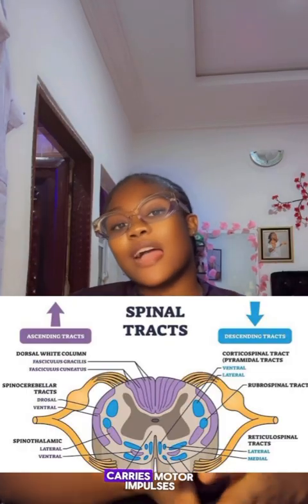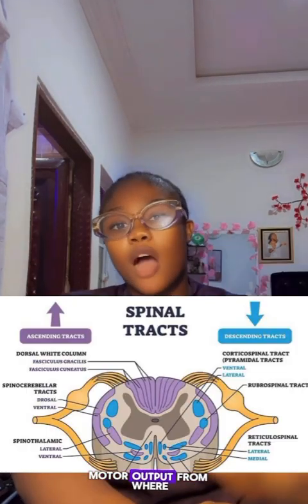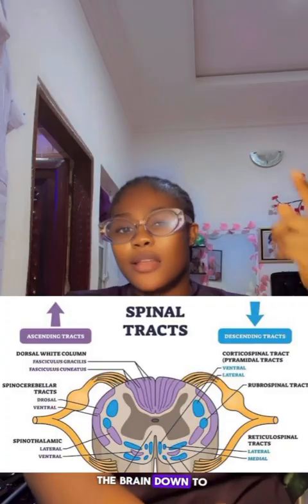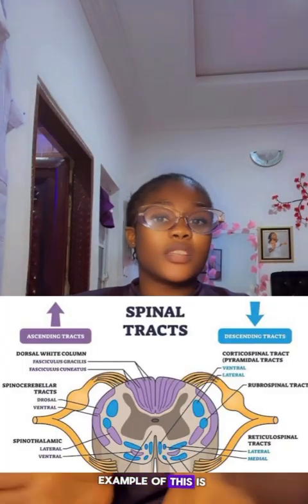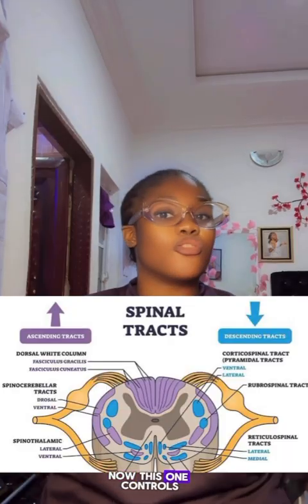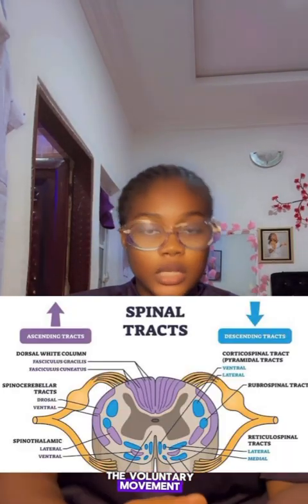So this descending tract carries motor impulses, motor output from where? The brain down to where? The muscles, the skin, or to the body. Example of this is the corticospinal tract. Now this one controls the voluntary movement. Now blood supply to the spinal cord, we have the anterior and posterior spinal arteries. When we talk about the venous drainage, we have the spinal veins.